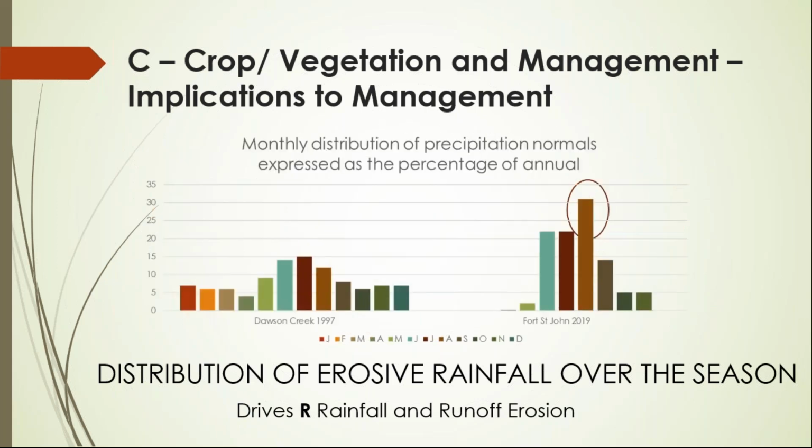So I just want to emphasize, as Matthias had said, some of this data was collected a while ago. On the left is the data that came out of the RUSLE diagram, a 10-year accumulation of rainfall in the Dawson Creek area. And on the right is Fort St. John 2019. What you can see is that our relative amount of precipitation fell in the brown column, which is August in 2019.